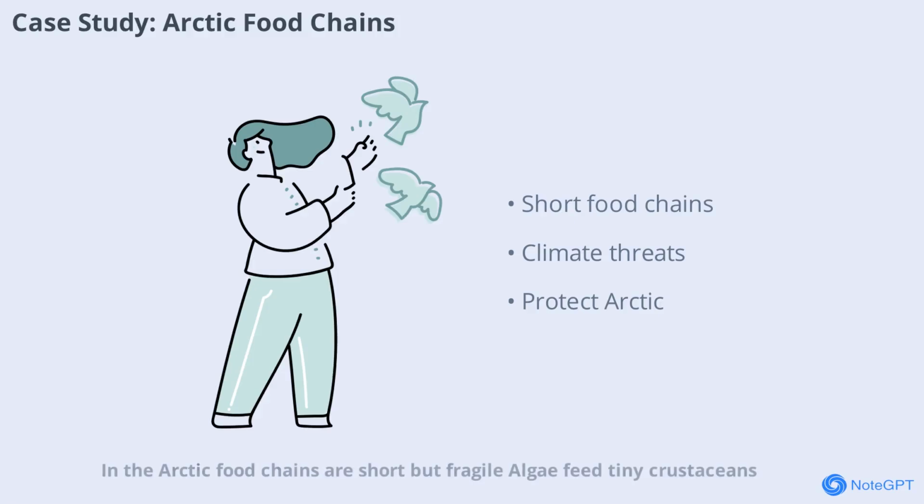In the Arctic, food chains are short but fragile. Algae feed tiny crustaceans, which are eaten by fish, birds, and seals. Polar bears sit at the top. Climate change is melting sea ice and threatening these food chains. Protecting the Arctic means protecting its unique food webs.